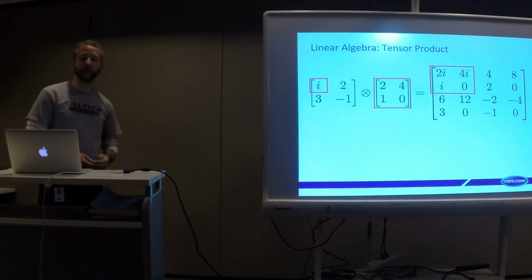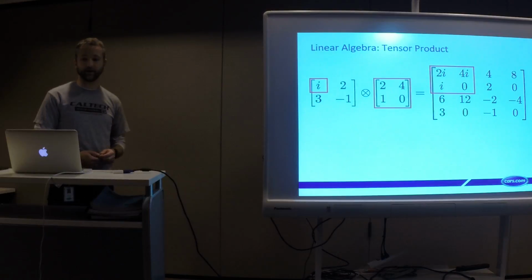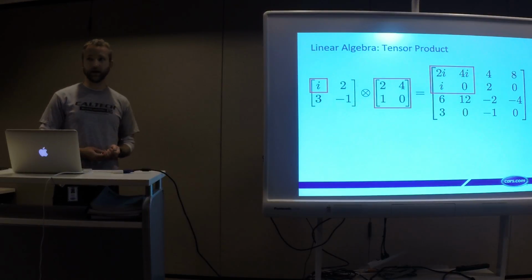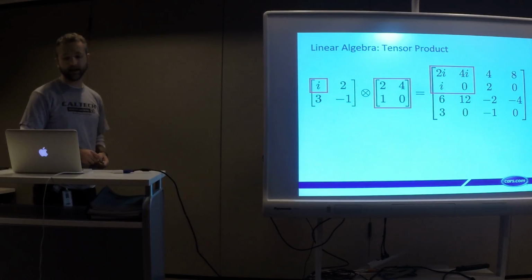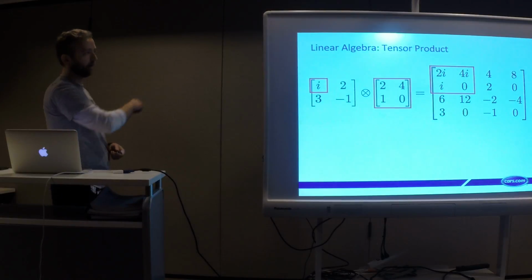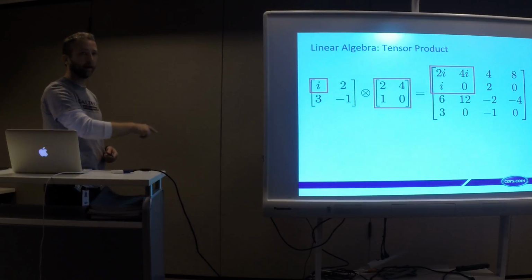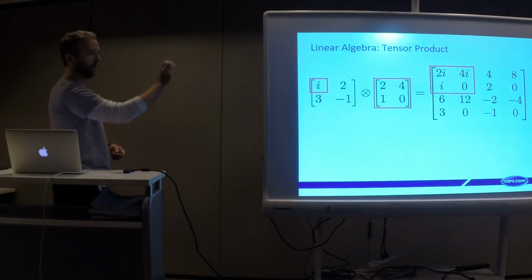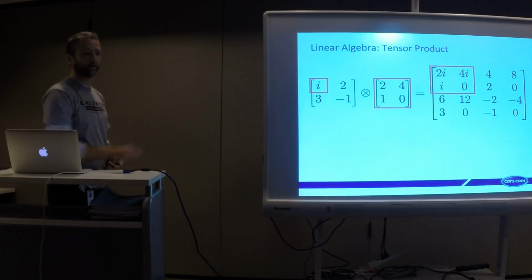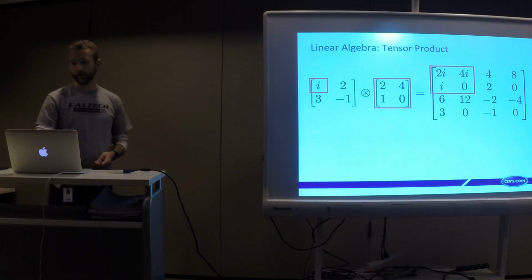We also have the tensor product as another kind of matrix multiplication. This will also come in handy here. We're basically just taking one element of the first matrix, multiplying it by every element of the second matrix, and that becomes a submatrix of the result.